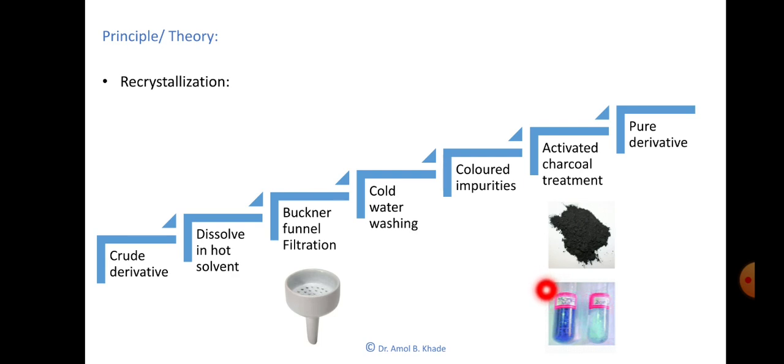So what we have done is take these colored impurities along with the crude compound and dissolve them in a hot solvent, then add activated charcoal, boil it for 5 minutes, and filter it, and in the filtrate after evaporating the solvent we got a pure solid derivative. So this is how we can get the pure solid derivative from the crude derivative by utilizing a proper solvent which can selectively dissolve the crude compound.